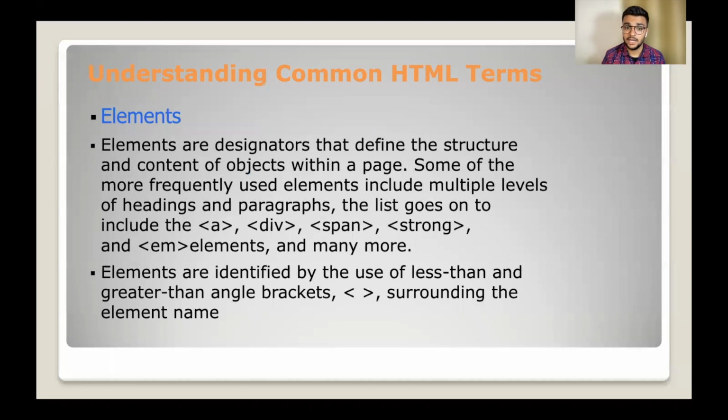Elements which are present in HTML. There are many elements that are present in HTML. Some of the commonly used elements are the anchor tag, which is represented by a, the div tag, which is represented by div, the span tag, strong tag, em tag, and many more. Elements are identified by using a less than and a greater than bracket surrounding the element's name.